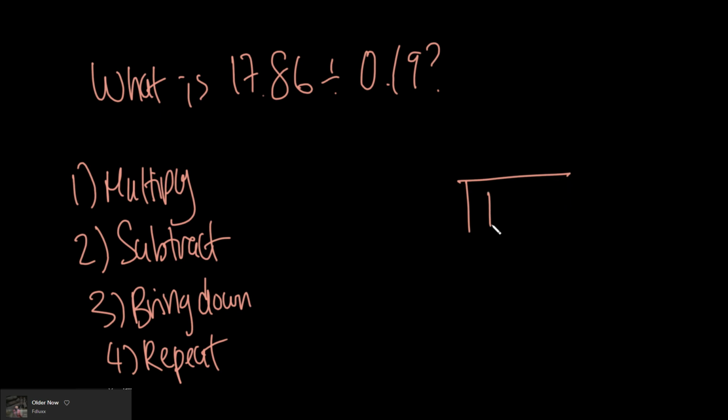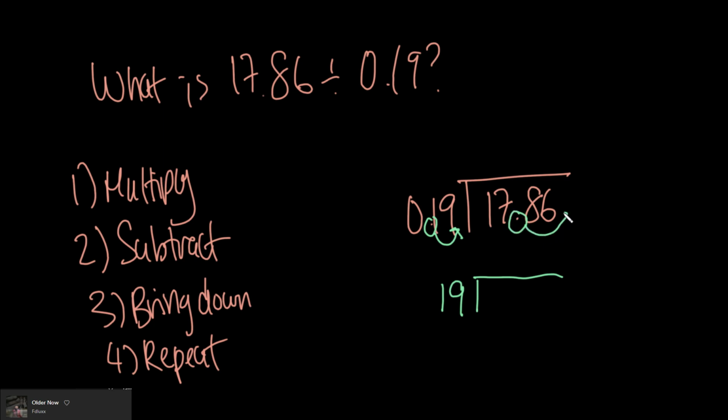We have our dividend inside the bracket and 0.19 as our divisor. In order to divide decimals, we want to get rid of the decimal. We don't want decimals on both the divisor side and the dividend side. So how do we get rid of it? If I have 2 decimal places in the divisor, I can move this decimal 2 spaces to the right and get 19. Then I move the decimal in the dividend 2 spaces to the right too. You can think of this as multiplying both sides by 100.